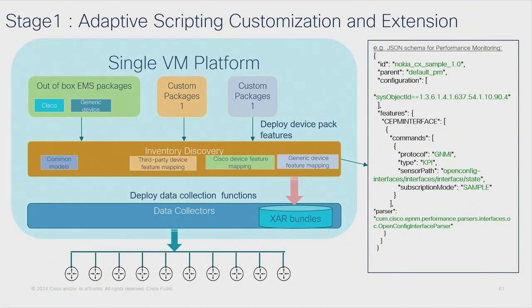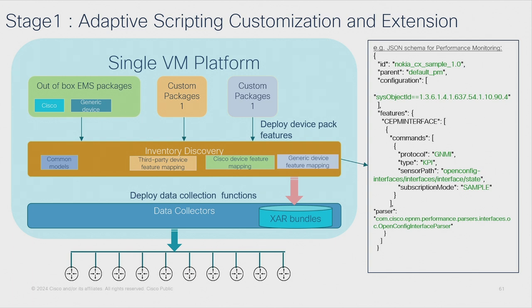I'll start with the first one, stage one, where you would like to do some adaptive scripting for device customization. CNC is that single platform to build your common models, which is the inventory discovery in this case, where the discovery models can engage with the corresponding data collectors that deploy those data collection functions.